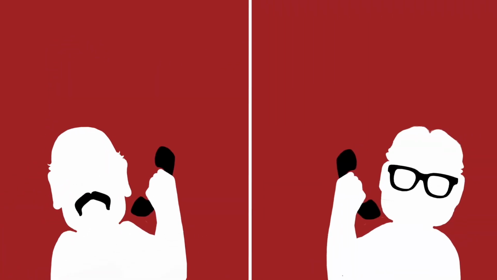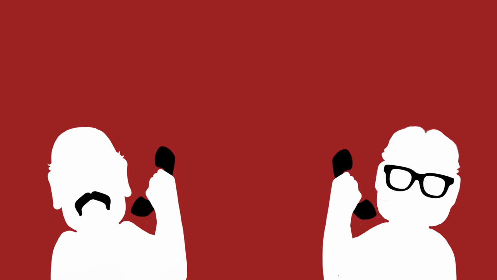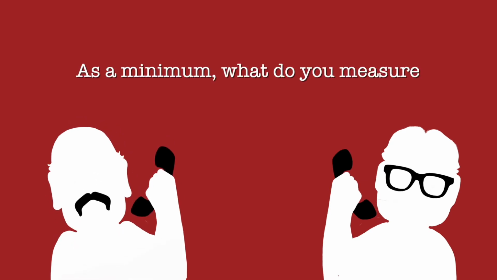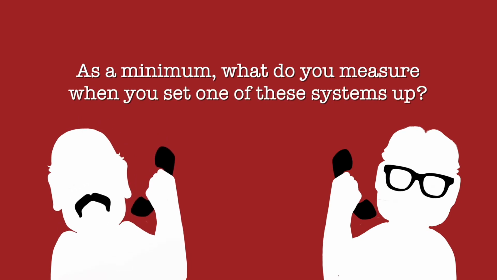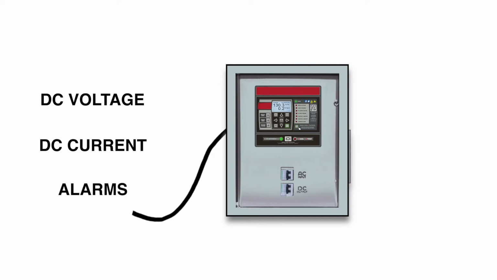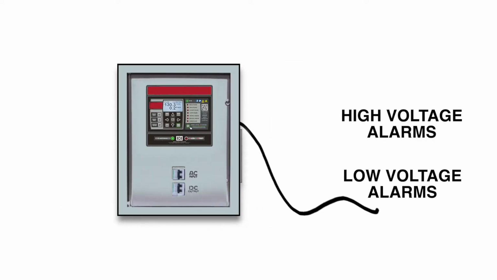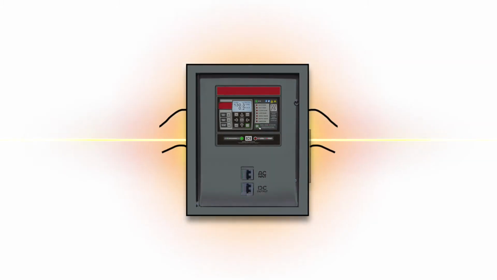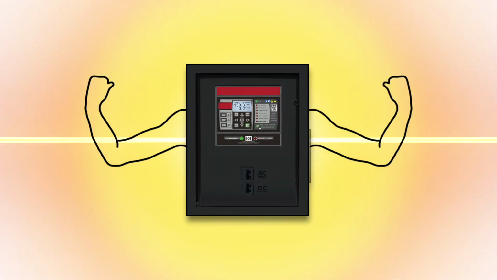So let me ask you this. When it comes to parameters and settings and whatever, maybe give us a little idea as to what it is you really want to make sure as a minimum you measure when you set one of these systems up. You might want to just start out with DC voltage, DC current, and a few alarms as far as high voltage alarms, low voltage alarms. Later on, as the systems become more advanced, the options are limitless.